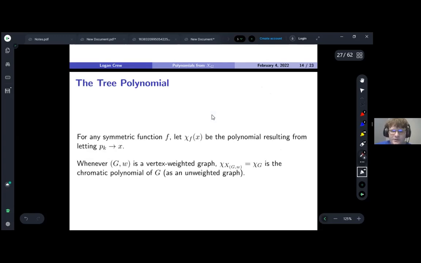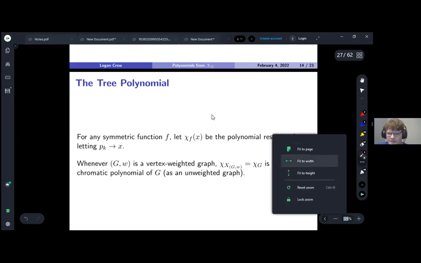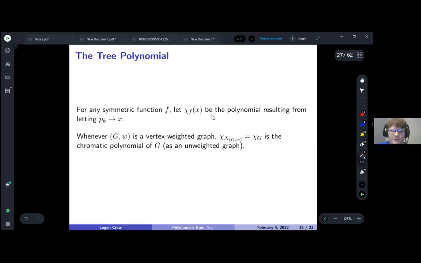So we're going to define this tree polynomial. We've already talked about this chi f of x. Basically, we're going to be a bit more formal here and take this from the point of view of letting chi f be defined for any symmetric function f by letting each p_k be specialized to the variable in question. So that by what we've said before, if we have a vertex-weighted graph, then chi of the symmetric function is actually just chi g in the traditional sense of the chromatic polynomial. So basically this chi f is a generalization of the chromatic polynomial of a graph to any symmetric function.